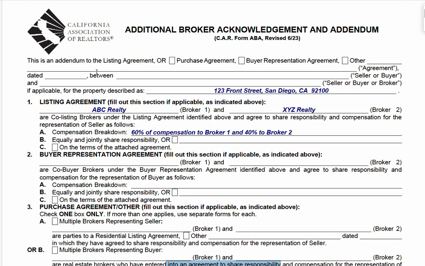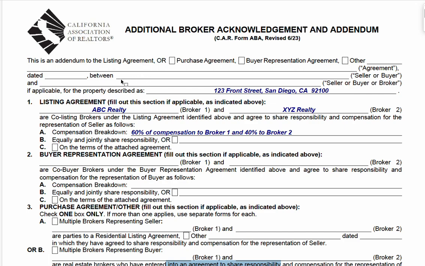Now, it starts with the listing agreement by default because co-listing brokers are far more common than co-buyer brokers. But of course, you can have co-buyer brokers. You check this box here. Or buyer representation agreement, which is actually probably the least common scenario. You check that box there, or even write other.